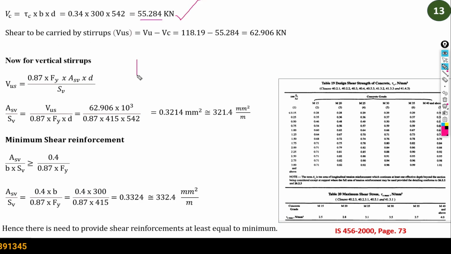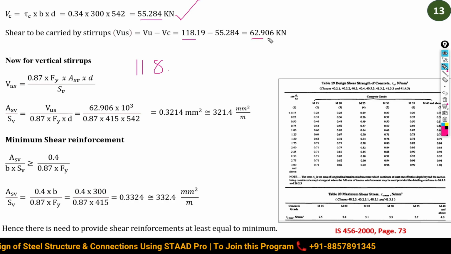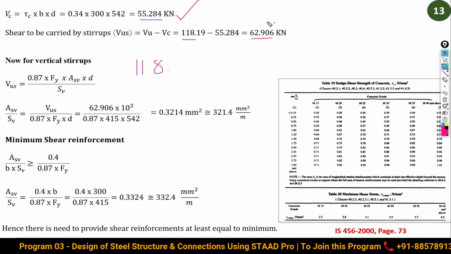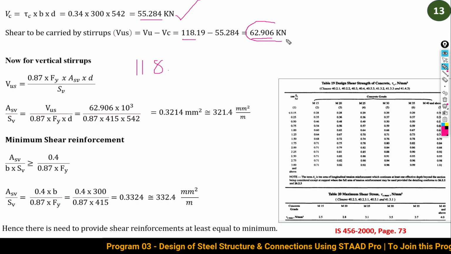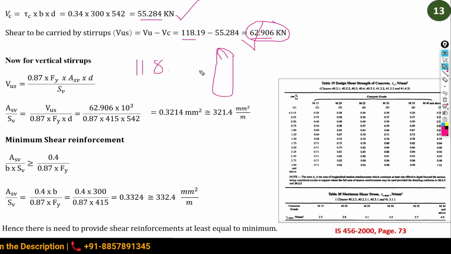Now the actual shear force is 118.19 and the capacity of the concrete is only 55.284. So the net value, 62.906, is the responsibility to resist this load by your shear reinforcement, by your stirrups. Or in another way you can say that we have to design the shear reinforcement to resist this shear force.